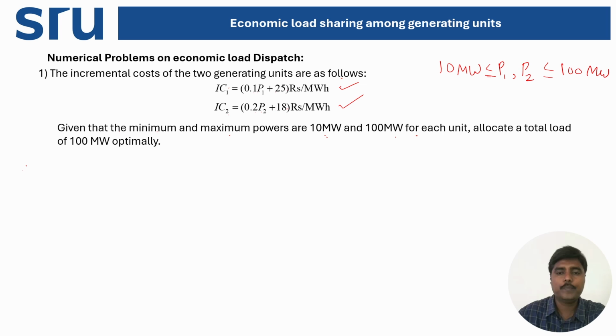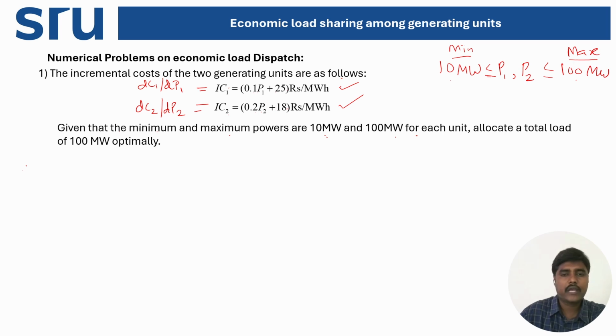P1 and P2 should be within the range of 10 megawatt and 100 megawatt, where 10 is the minimum power output and 100 is the maximum power output. And here it is given as incremental fuel cost IC1 and IC2. So this IC1 can be expressed as dC1 by dP1. This IC2, incremental fuel cost of plant 2, can be expressed as dC2 by dP2.